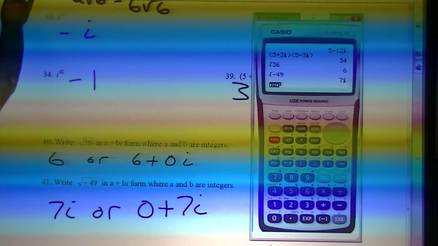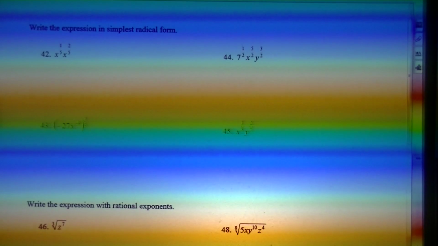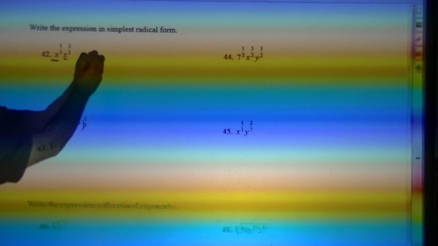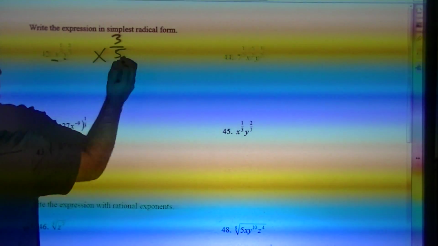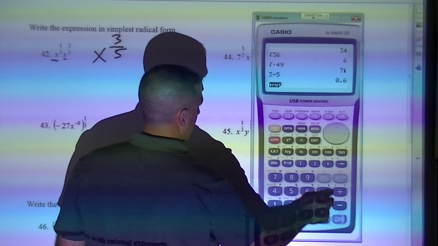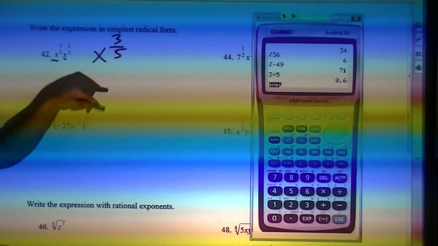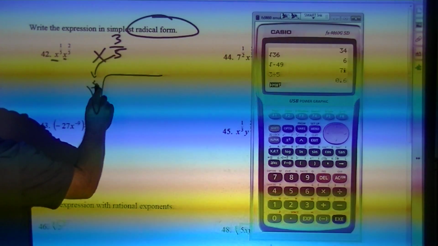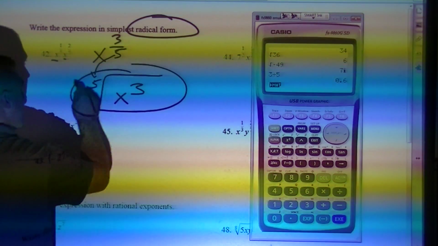Okay, so we're going on to question 42. All right, write the simplest radical form. Okay, since these are the same base, this will be x to the 3/5. Okay, if I try to divide 3 by 5, all right, it's at 0 again. So since it's radical form, I gotta have my answer in a radical. So my root comes down here, x to the 3 stays all inside there.